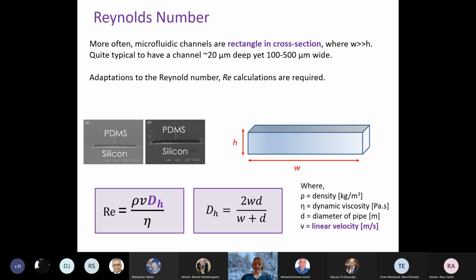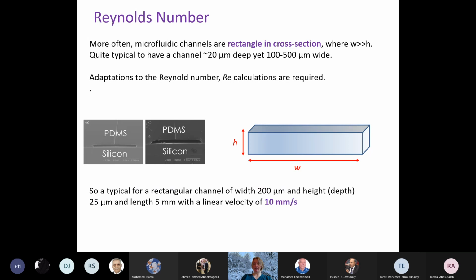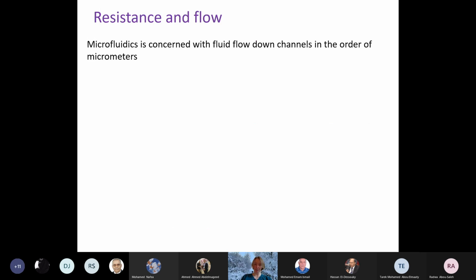So we can calculate the Reynolds number for a typical microchannel. If we take something that has a width of 200 micrometers and a height or depth of 25 micrometers and a typical length of 5 millimeters, and we apply a linear velocity, then we can calculate that the Reynolds number for that type of channel would be 0.44, so well below the crossover between them. So that is in a laminar flow regime.